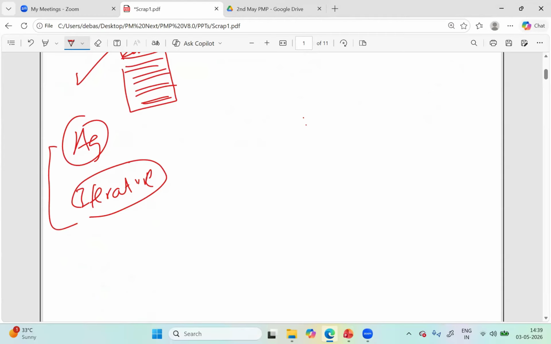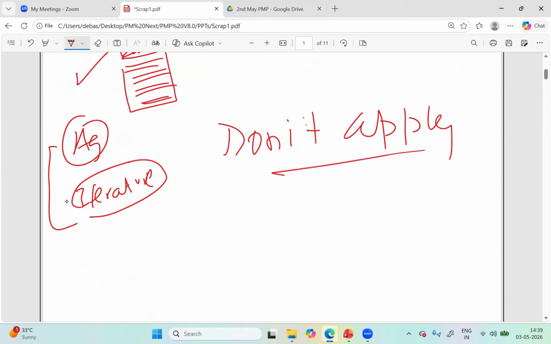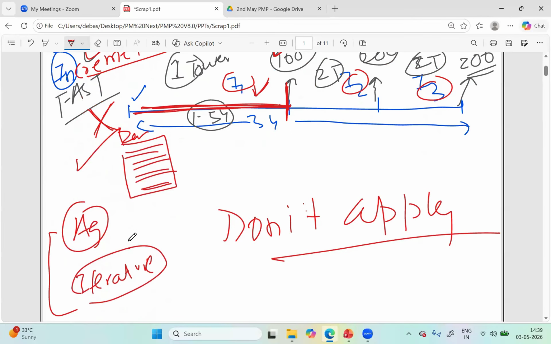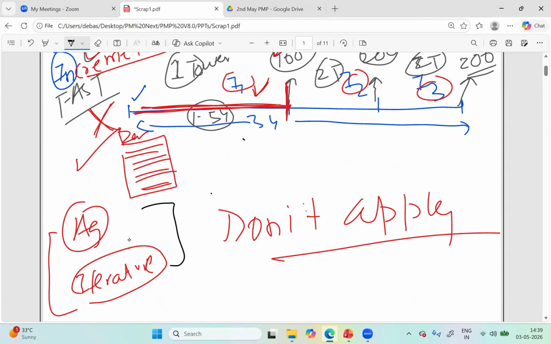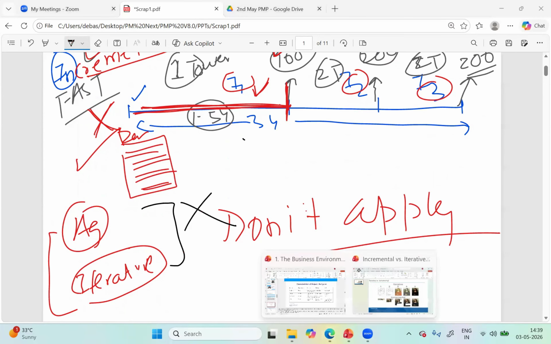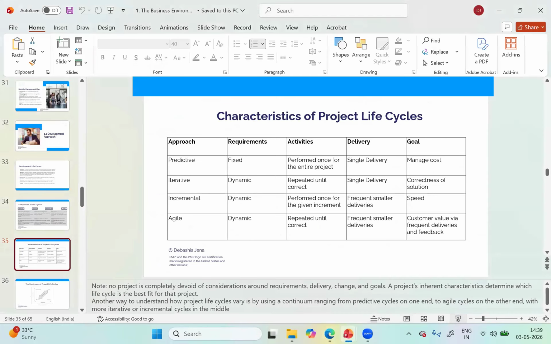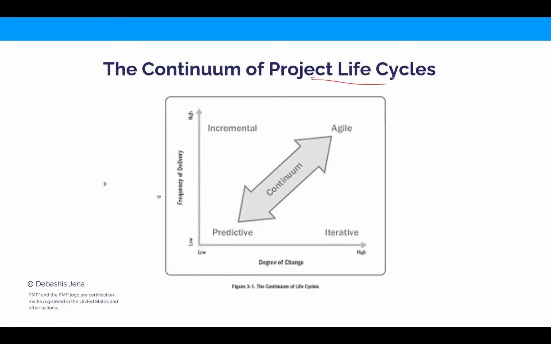All right, pay attention. Don't apply. Please don't apply. Not applicable. If you thought that any life cycle is applicable everywhere, that's the biggest mistake you commit. Not every project can use any kind of life cycle. I repeat my answer once again: agile and iterative are not applicable for a residential complex. And a better answer to that was my next topic: which life cycle to use where? If there's another question, we'll take it after this slide.